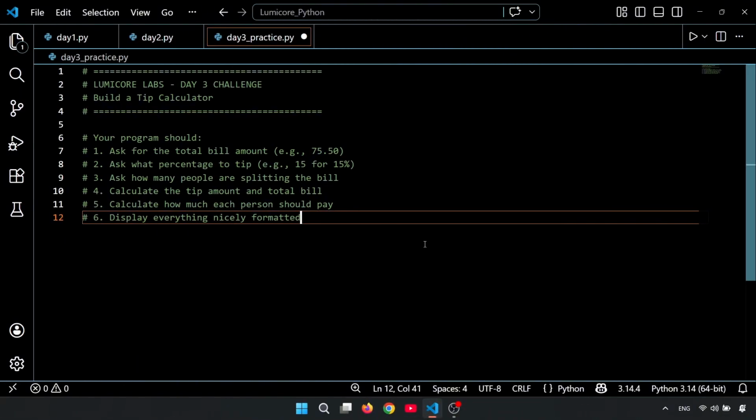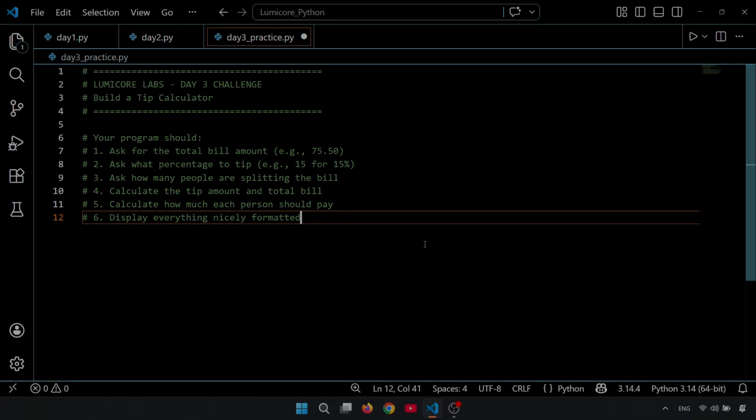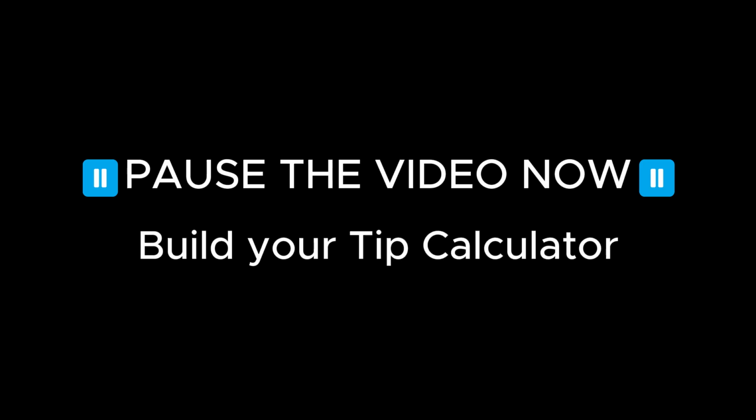You just had dinner with friends. The bill arrives. You need to calculate the tip, add it to the total, and split it evenly. Your program asks 3 questions: total bill, tip percentage, and number of people. Then it prints a clean summary everyone can understand. Pause the video now, try to write it yourself, and I'll show you my solution after.